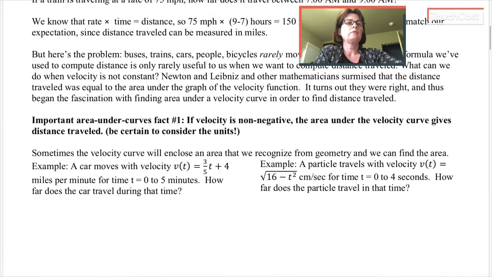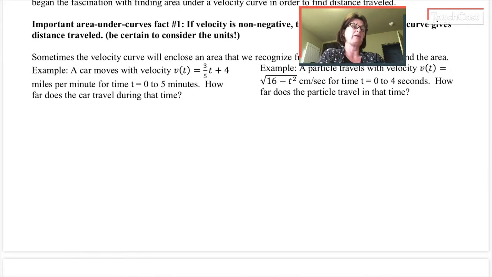So now that we know this, we are armed with important area under curves fact number 1. The area under the velocity curve between the time units that you care about gives the distance traveled during that time interval. So watch what I can do. I can actually find distance traveled for non-constant velocities. That's what makes this important. How many trains do you really know that travel at a constant speed the whole time? So I can find the area under a velocity curve to find that distance. Here's an example. I know the velocity happens to be 3/5 t plus 4.